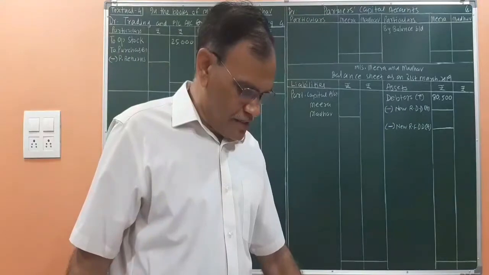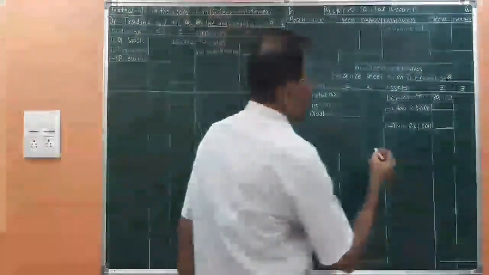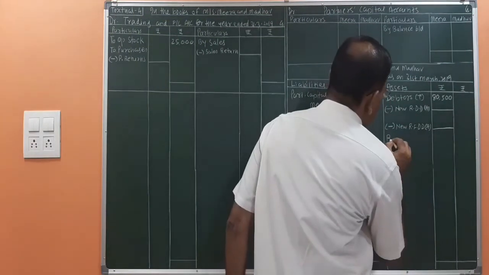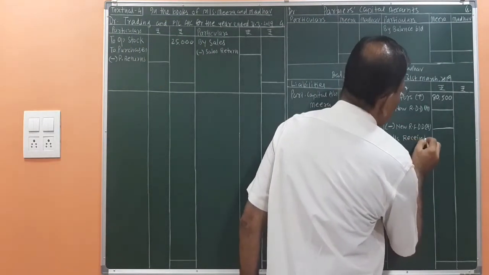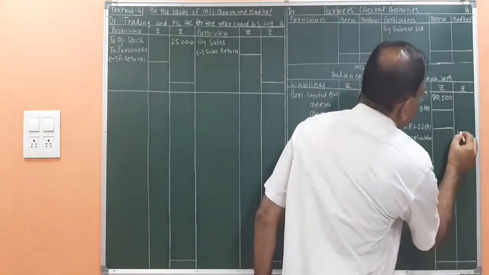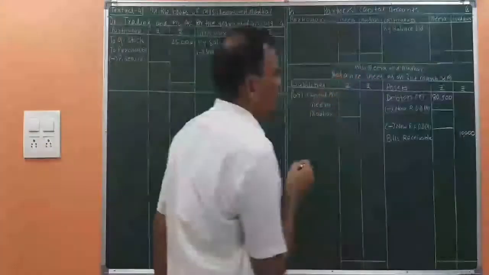Then we have bills receivable 10,000. So on the asset side, bills receivable 10,000. Bills receivable 10,000 on the asset side.